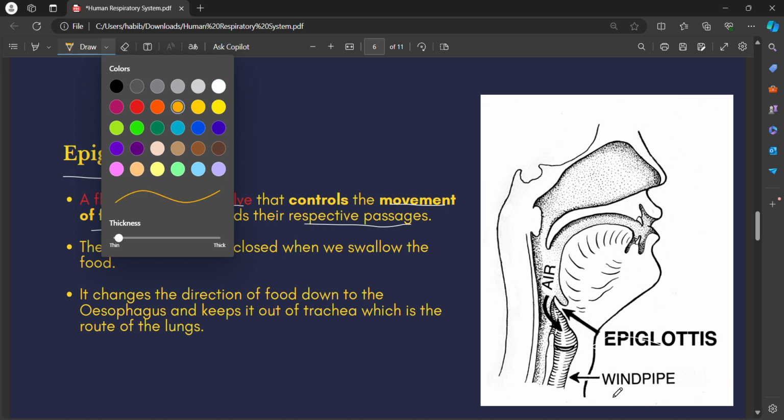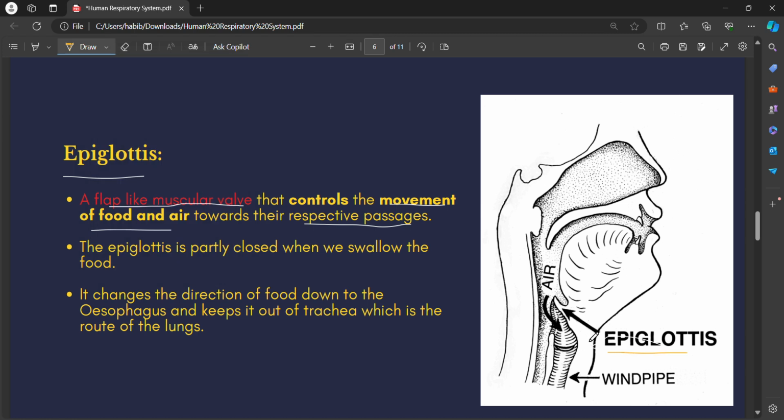trachea, the windpipe. Thereby the food enters into the next part, the esophagus. So it prevents the food particles from entering into the trachea and diverts its movement into the esophagus. It will be partially closed when we swallow the food. It changes the direction of the food to the esophagus and keeps the trachea out of its reach. And that is the structure epiglottis.